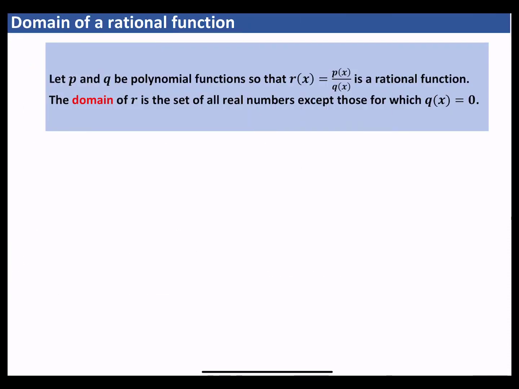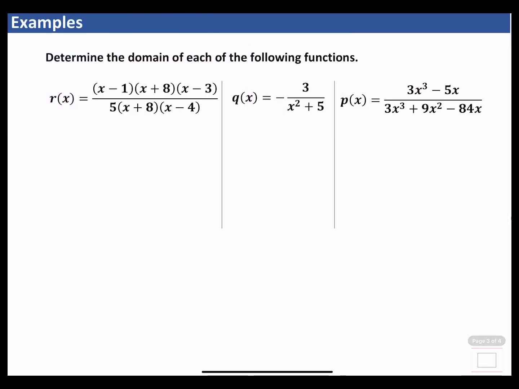Officially, let p and q be polynomial functions so that r of x equals p of x divided by q of x is a rational function. The domain of r is the set of all real numbers except those for which q of x, the denominator, equals 0. Let's look at some examples.